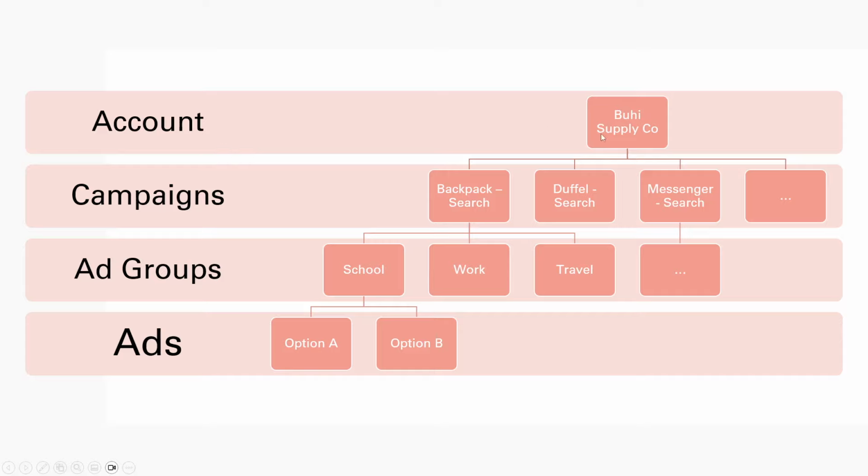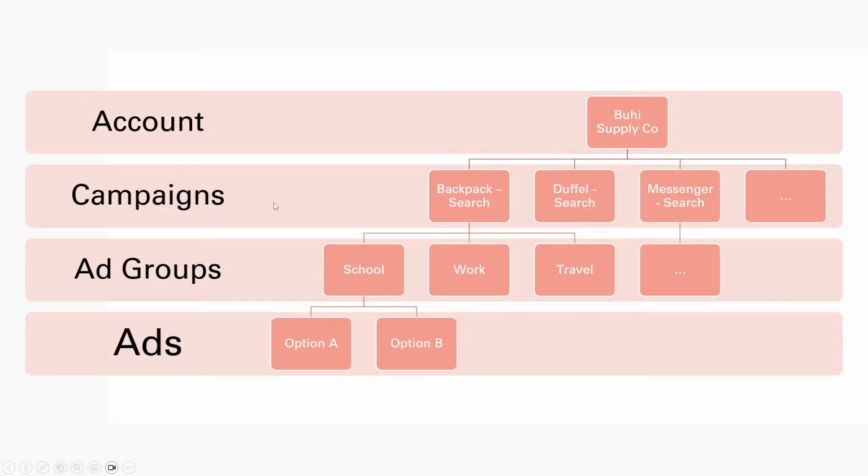So we have our account, which is Bowie Supply Co. We're going to be creating several different campaigns in this simulation. As I said, rounds 1 through 3 are all search campaigns. So that's kind of what we're doing here. We're going to have first our backpack in round 1. Then we're going to add in our duffel and our messenger in the subsequent rounds. And then later on, we'll also be going through display ads and shopping ads.